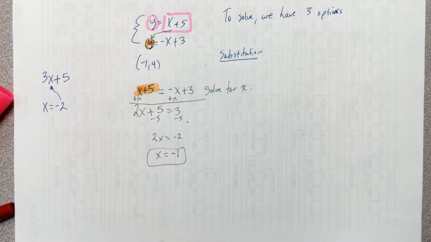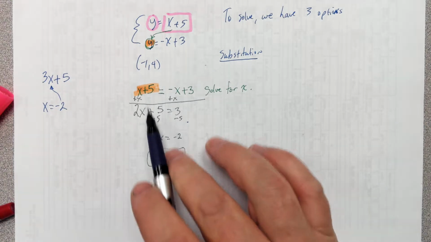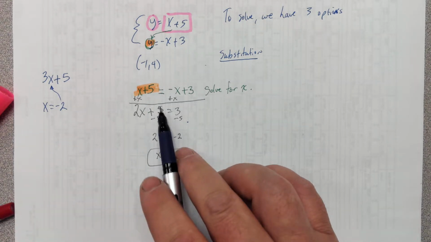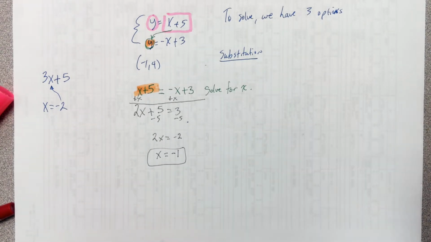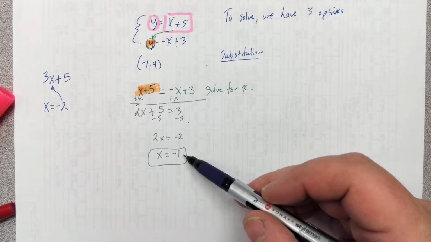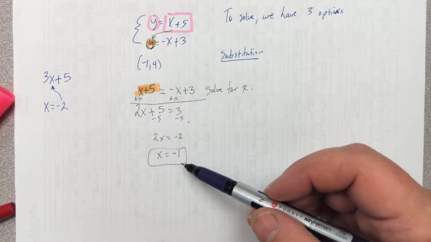Okay, so you subtracted 5 from each side, because that would leave the x by itself. Yeah, because then you get 2x equals -2. So, Sam, we know what x is, but we don't know what y is.